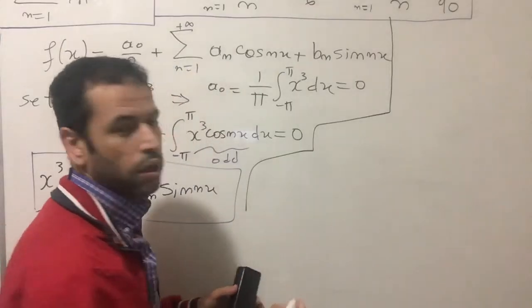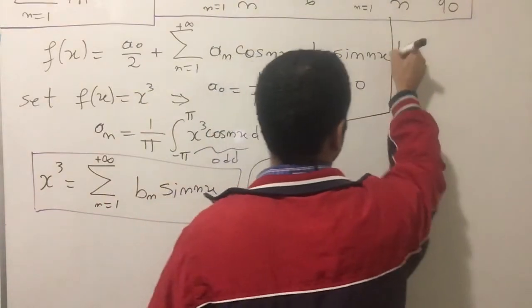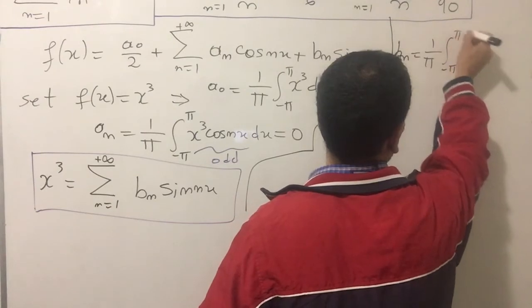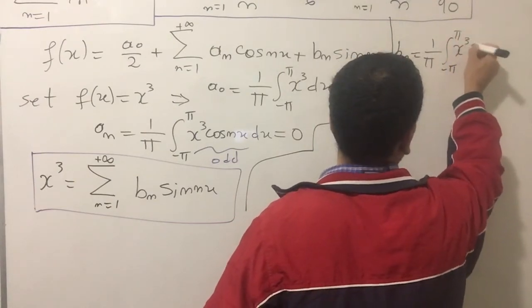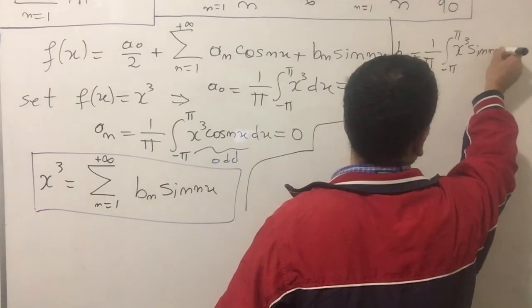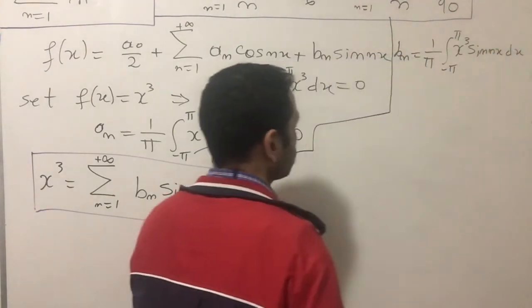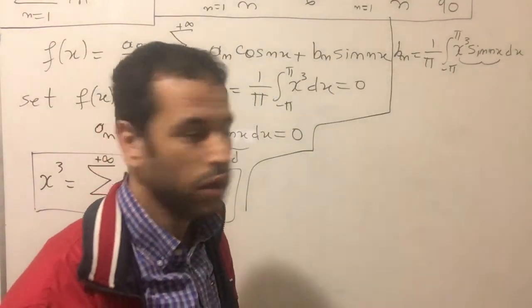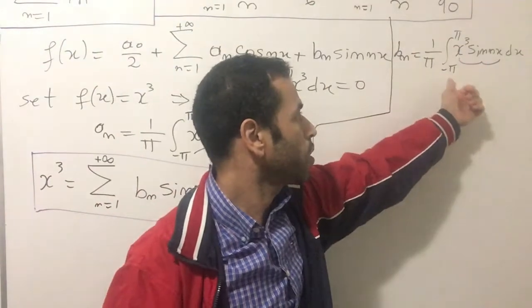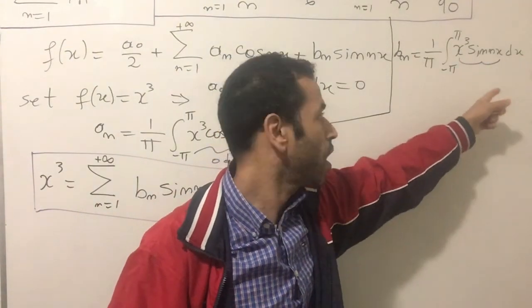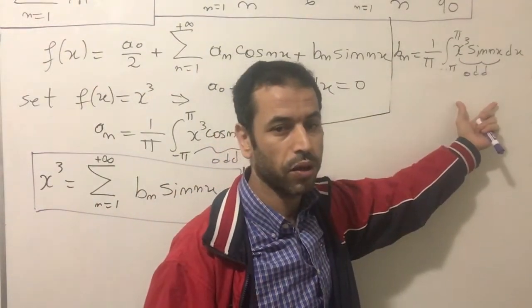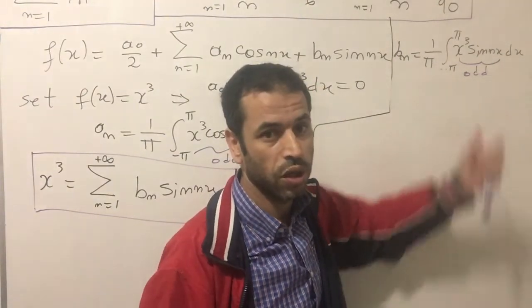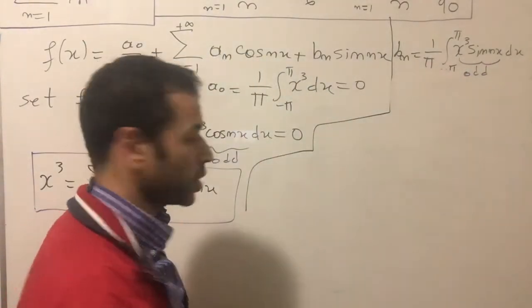As you see here, b sub n equals 1 over pi times the integral from minus pi to pi of the function x cubed multiplied by sine nx dx. As you see here, this function is an even function, because x cubed, an odd function, is multiplied by sine, an odd function. I'm not going to use integration by parts because it's a long calculation. So I'm going to use a technique shortcut.